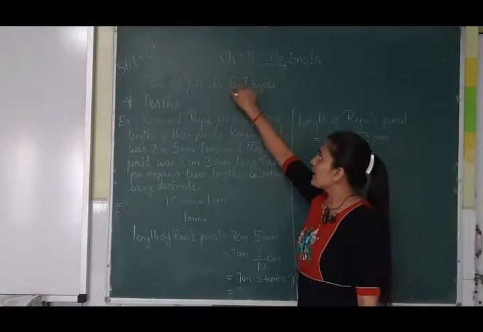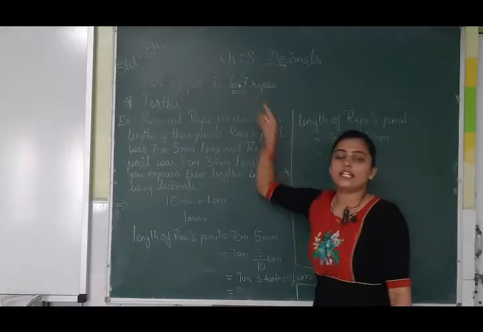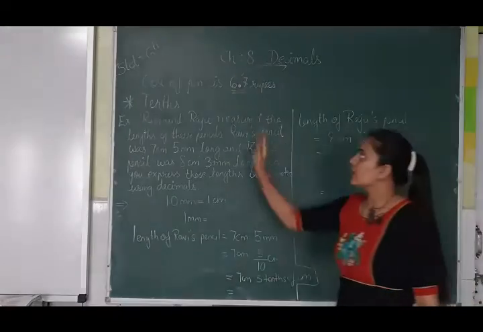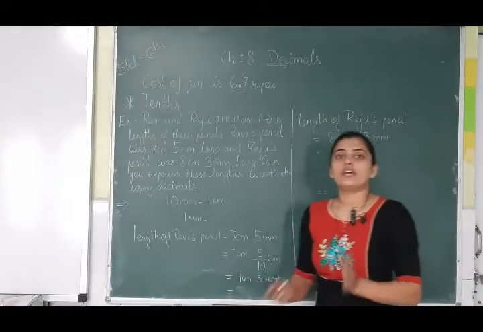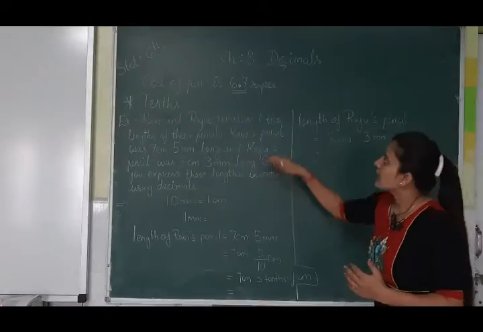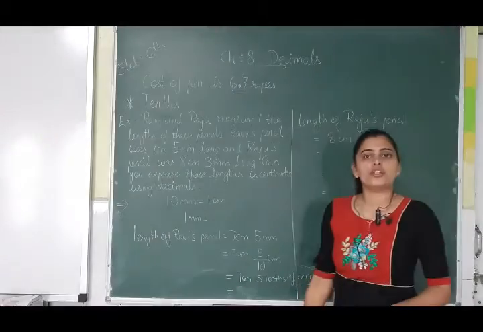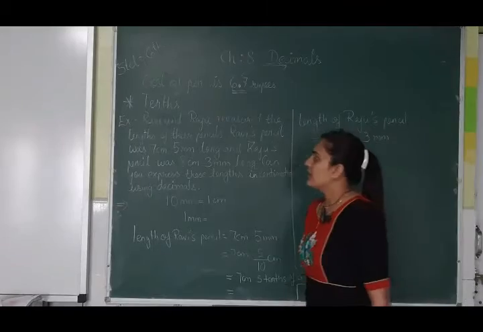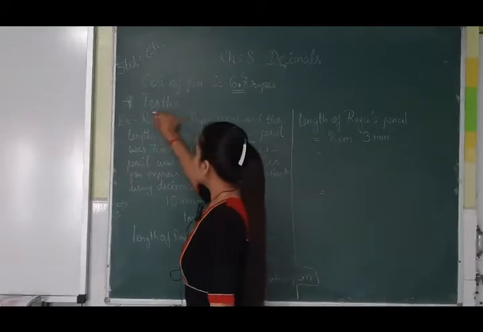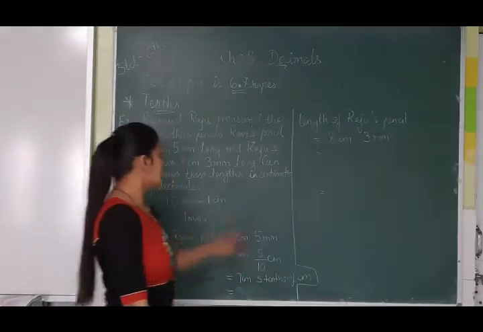The rupees are greater than the paisa, so the rupees will be before the point, and paisa is lesser than the rupees, so it will be after the point. Now the first topic is tenths. Now here an example is there.